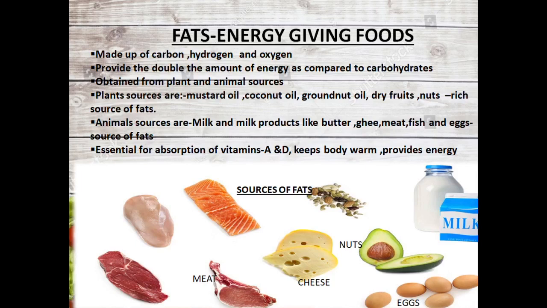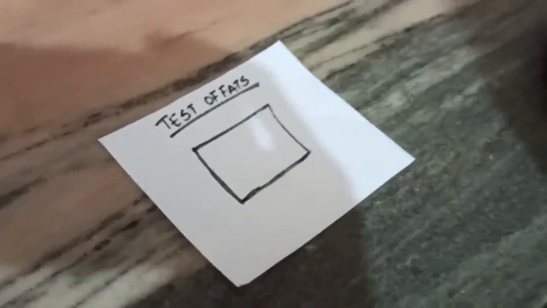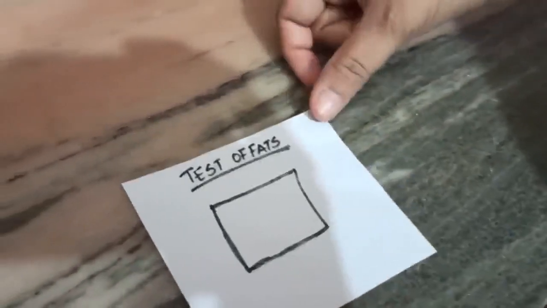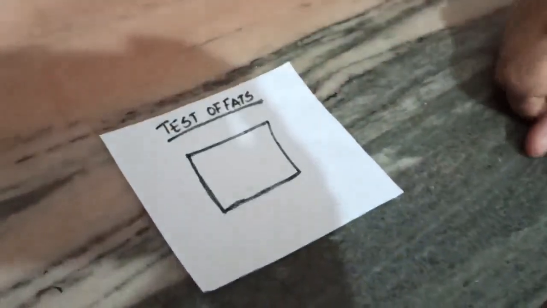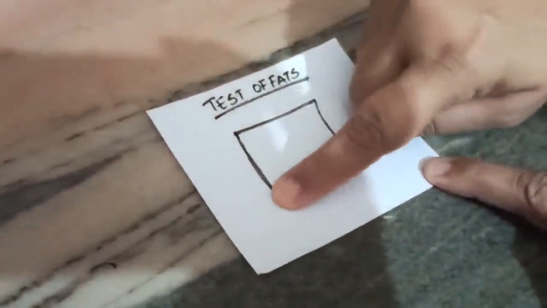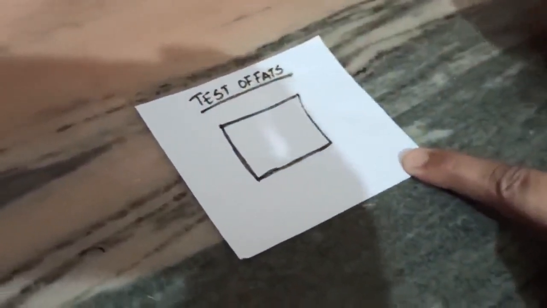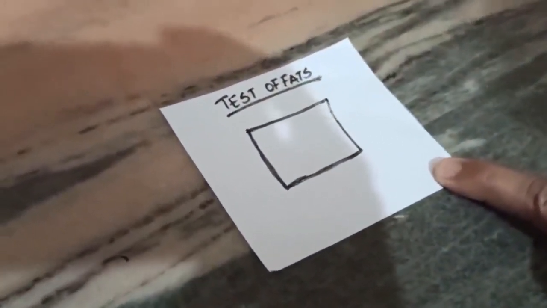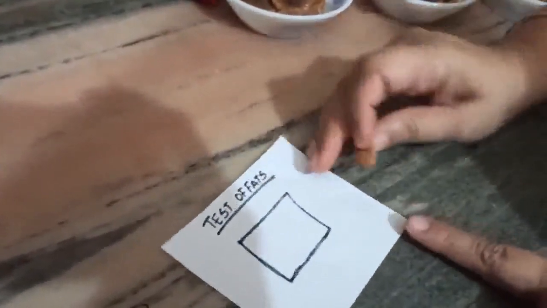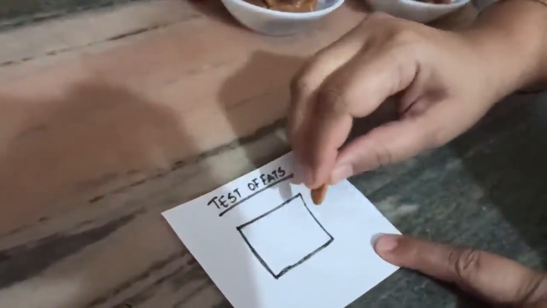Clear? So students, let's perform the test of fats. For this you have to take a paper. You can take an ordinary paper, you can take a butter paper also. And you have to mark a square over which you are going to rub any of the fat product. Like I am taking here almond. So I am rubbing almond on this particular marked area.